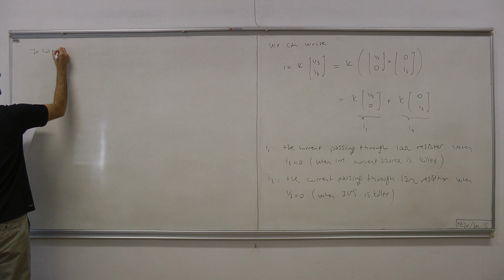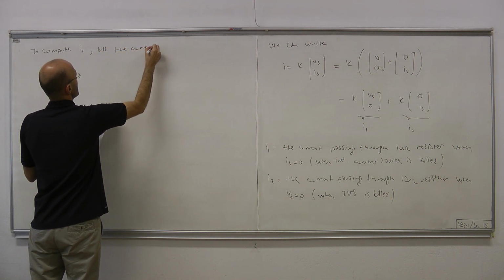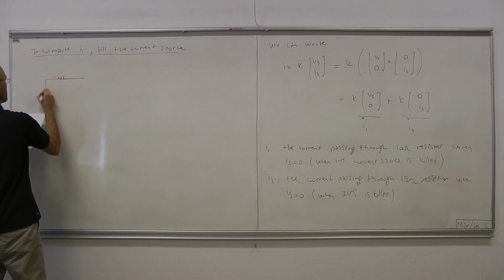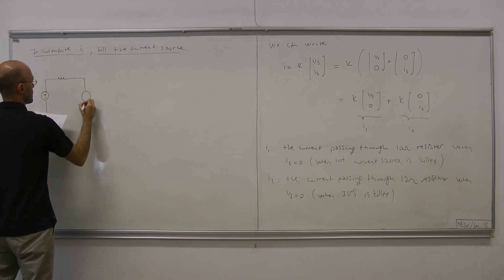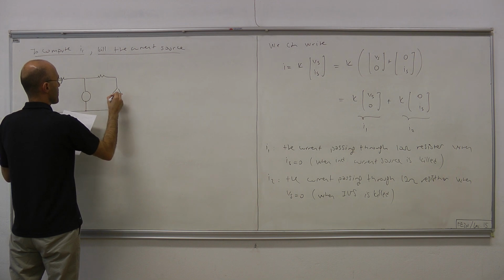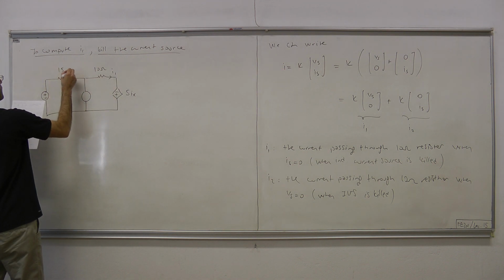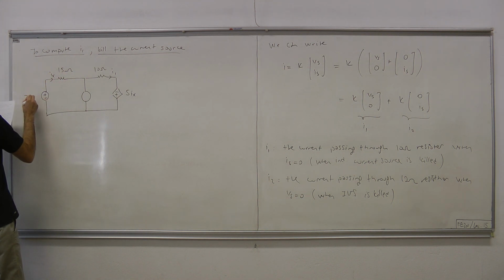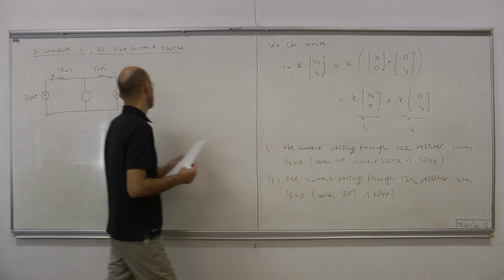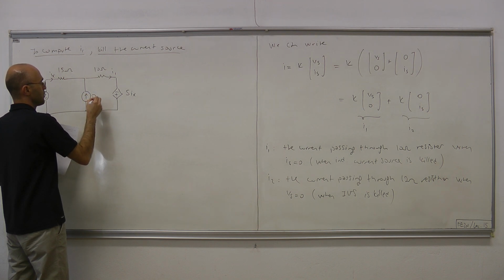Now, to compute I1, let's kill the current source. Ix, 10 ohm, I1, 15 ohm, Ix, and Vs was given to be 20 volts, Is was 4 amps, but now we are considering the case where Is equals 0. So that's what we mean by killing an independent source, making it provide 0 current or voltage. Here we have 0 amps.